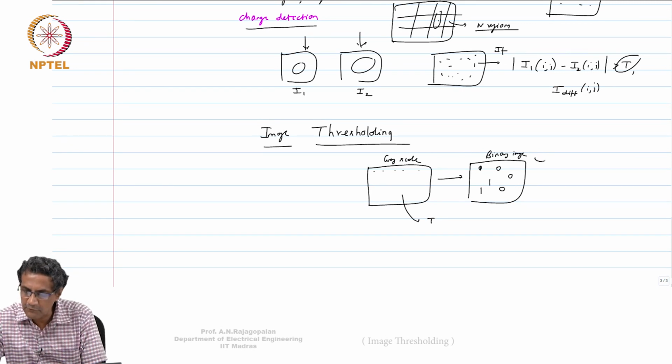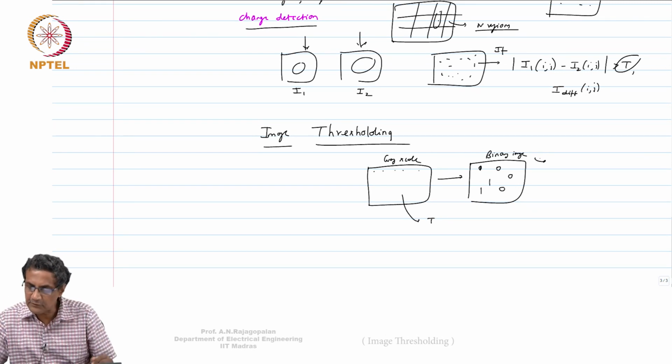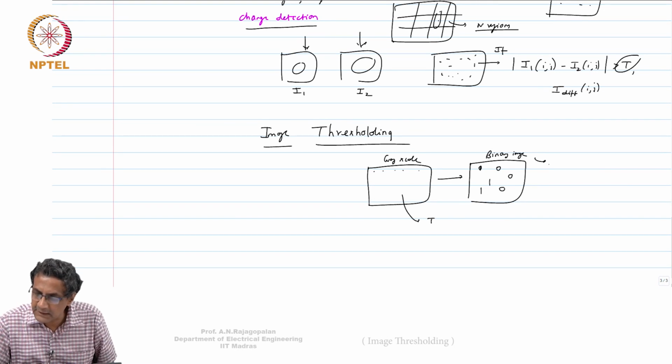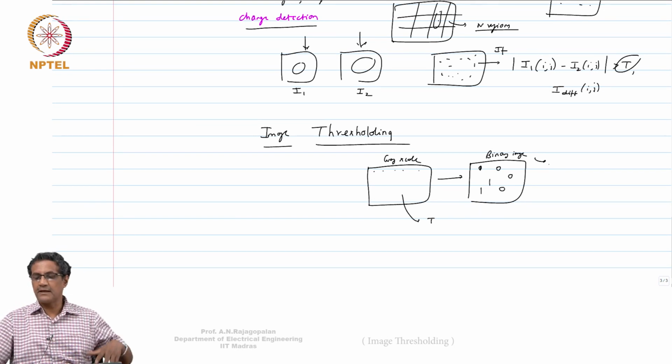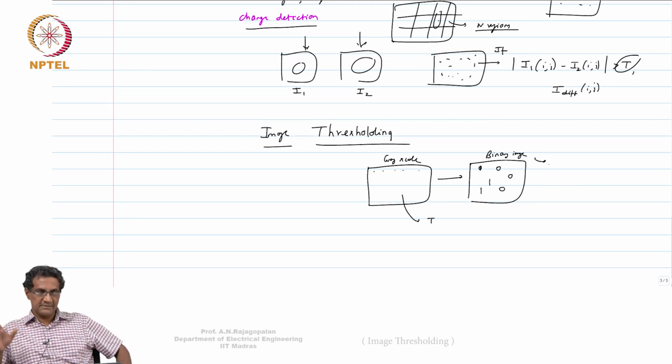Now, binary is one form. You could also ask for not just binary. You could ask for what is called a multi-level image, in which case you might say break it up into 4 regions or whatever, 4 levels instead of just 2 levels. You might want to break it out into 4 levels and so on.